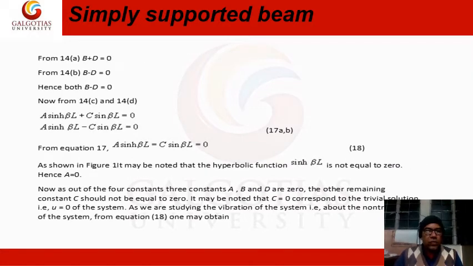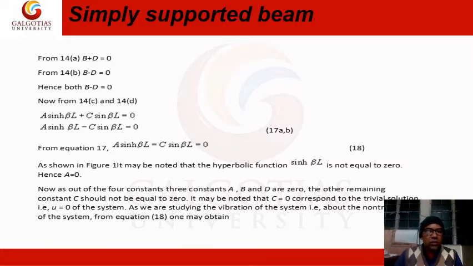So from equation b plus d equal to 0, and then from equation 14b, b minus d equal to 0, hence both b and d will be 0. Now from equation 14c and 14d, we will have these two types of equation, and from equation 17 we can have this as 0. Now from 1, it may be noted that hyperbolic function sinh beta l is not equal to 0, hence a equal to 0, so amplitude will be 0.